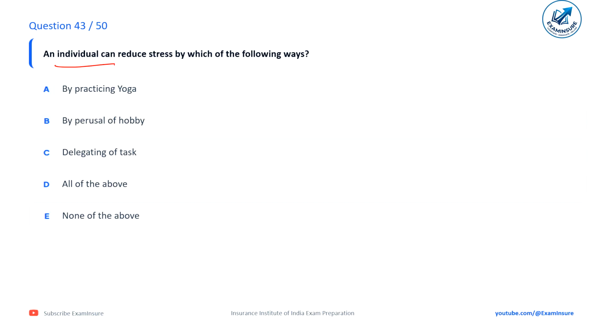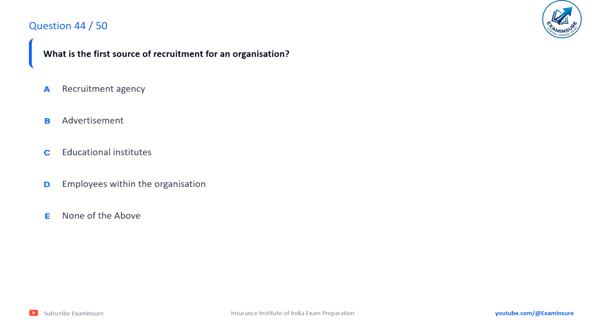An individual can reduce stress by which of the following ways? By practicing yoga, by pursuit of hobby, delegating of tasks, all of the above, or none of the above. So the correct answer is all of the above. So by means of all these three, practicing yoga, pursuit of hobby, and delegating tasks, these three can reduce the stress.